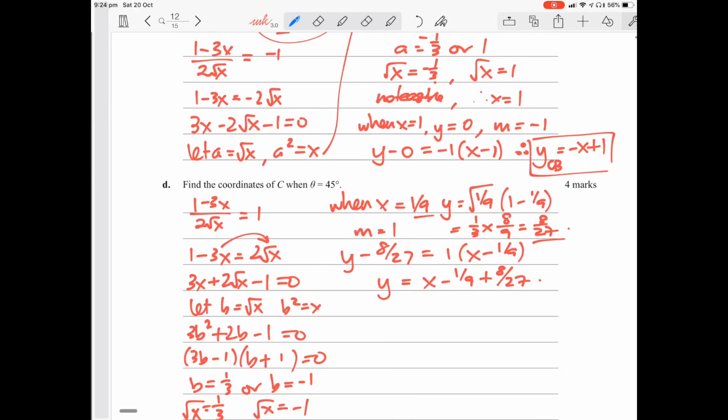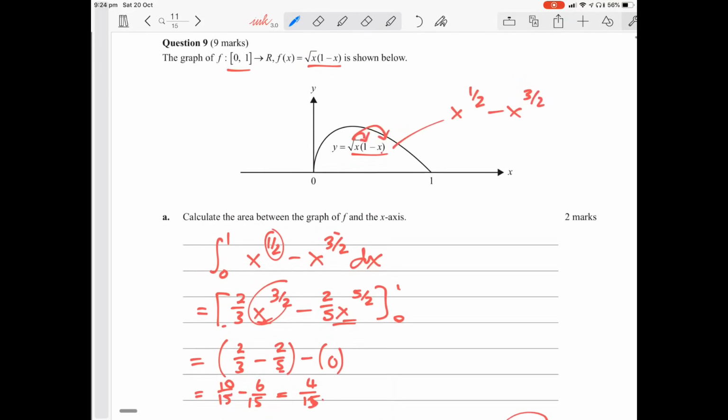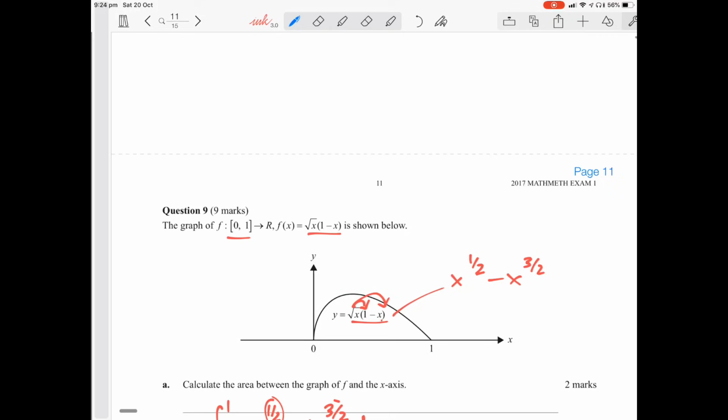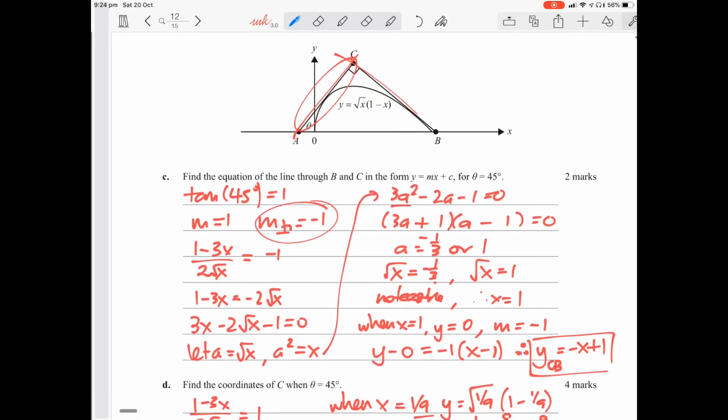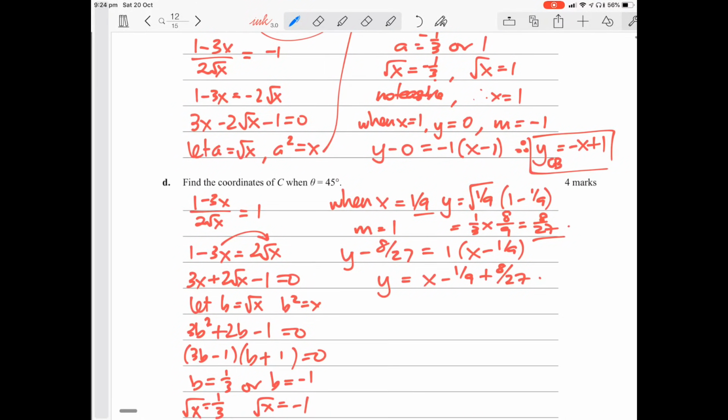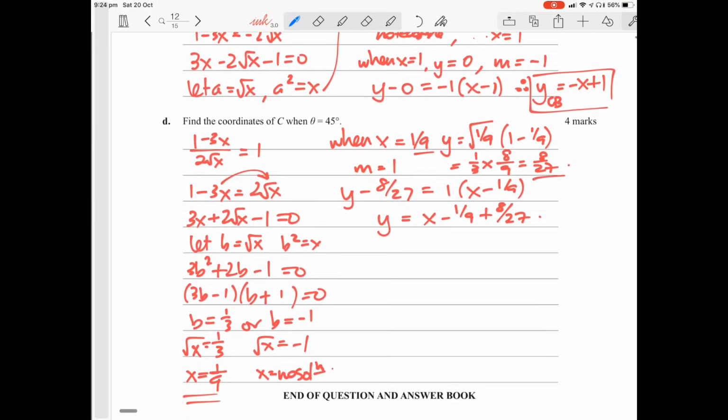7 on 27. 1/3. Is that right? 1 minus 1 on 9, which is 8 on 9. 1/3 times... I'll stuff something up here, I think.